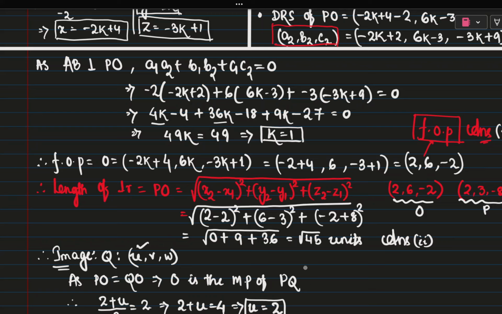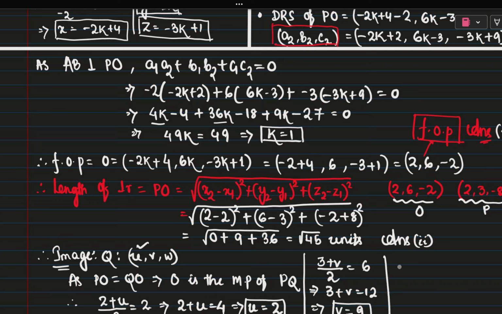The second coordinate: (3 plus v) divided by 2 will be the y coordinate of O, that is 6. That defines 3 plus v will be 12, and hence v will become 12 minus 3, 9. This is the second coordinate of the image.